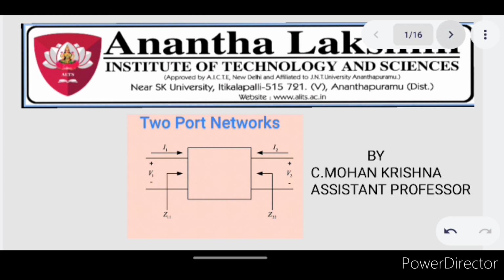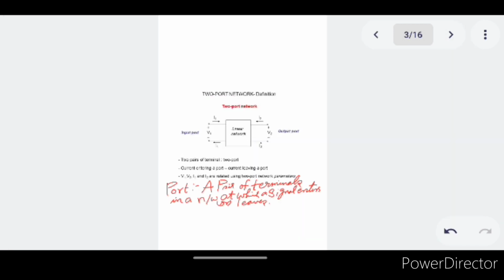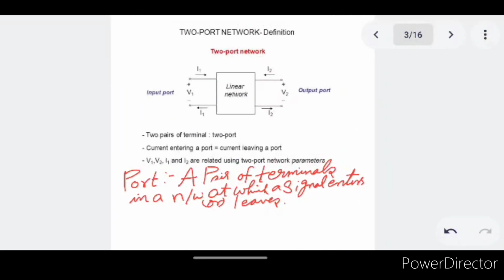Now let us see the definition of a two-port network. A two-port network consists of two terminals. One is the input terminal, the other one is the output terminal. Now let us see what is meant by a port. A port is a pair of terminals in a network at which a signal enters or leaves.